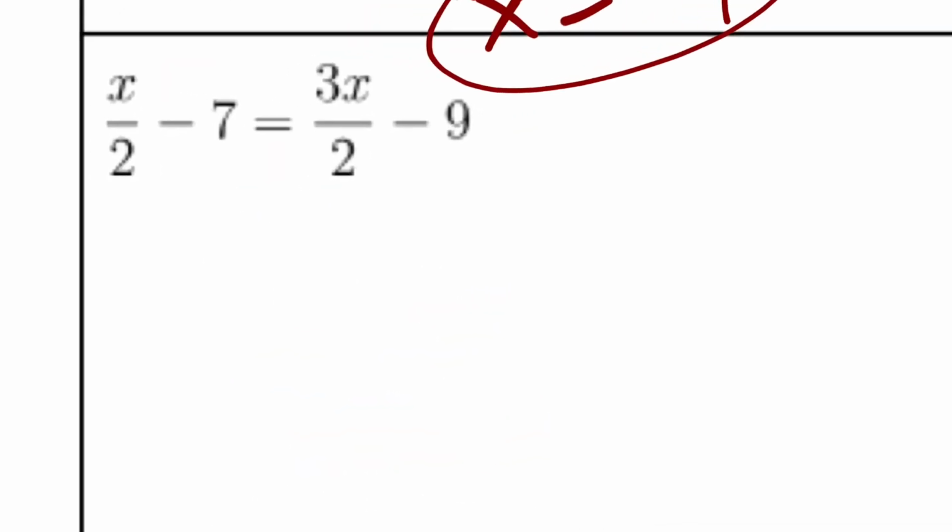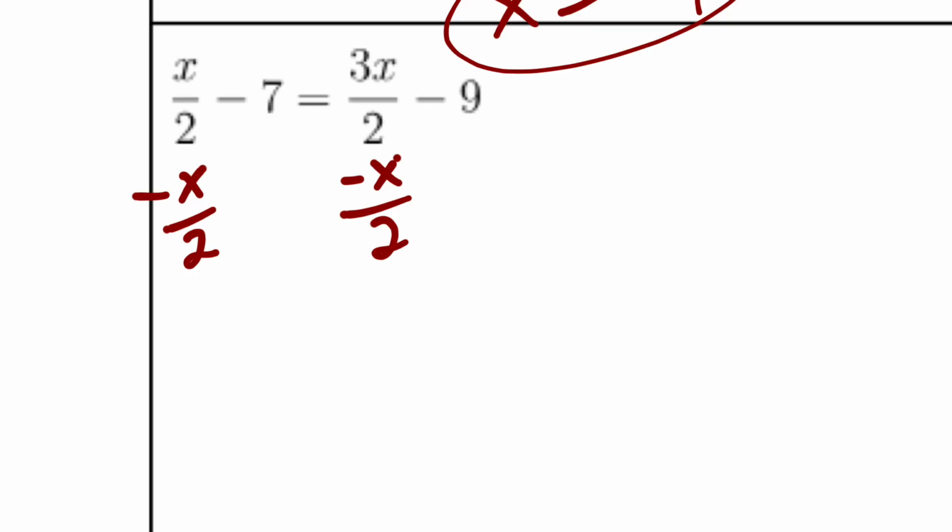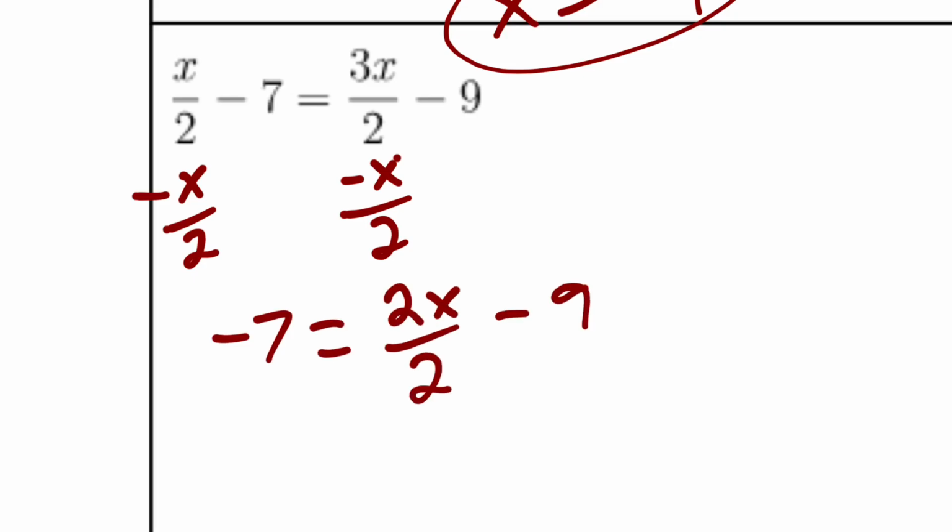For this last one, there's a couple different ways. You could subtract x over 2 from both sides. If you remember that fractions can be subtracted if they have the same denominator, this gives me negative 7 is equal to 2x over 2 minus 9. Those 2's cancel out, and I can just add 9 to both sides, and I get 2 is equal to x.